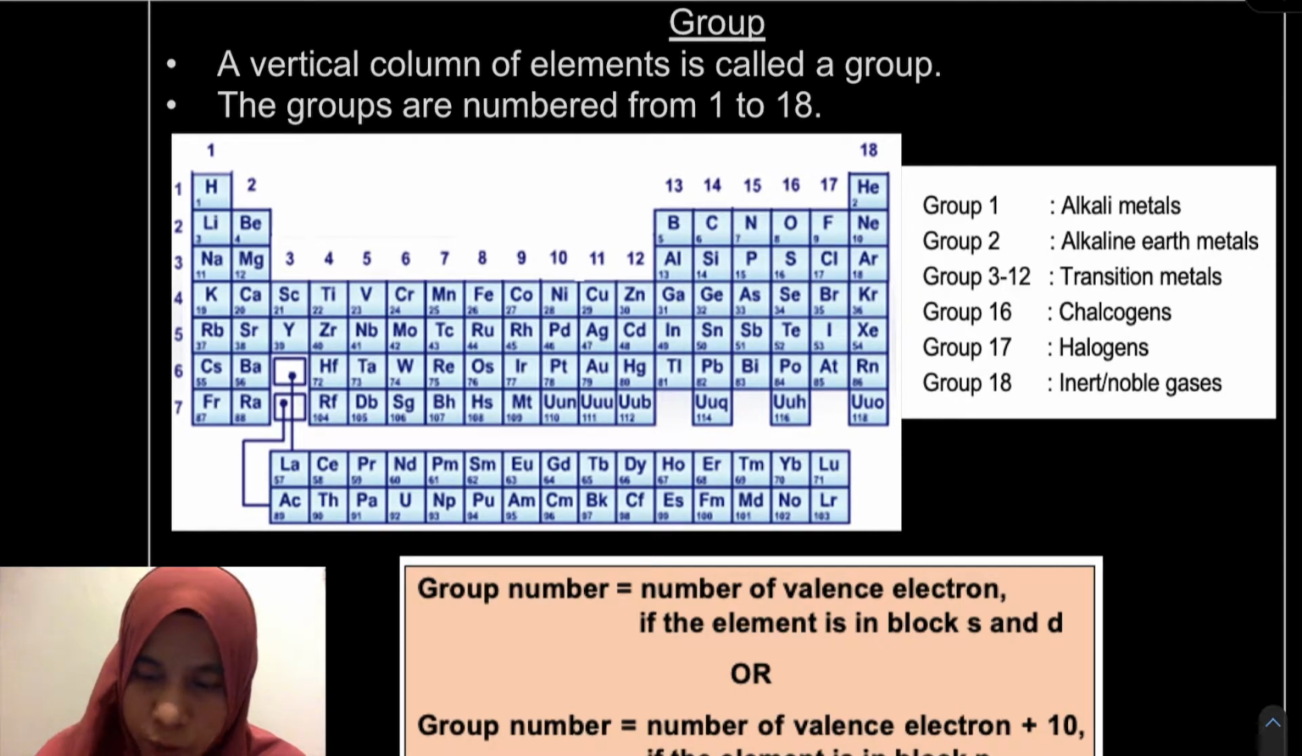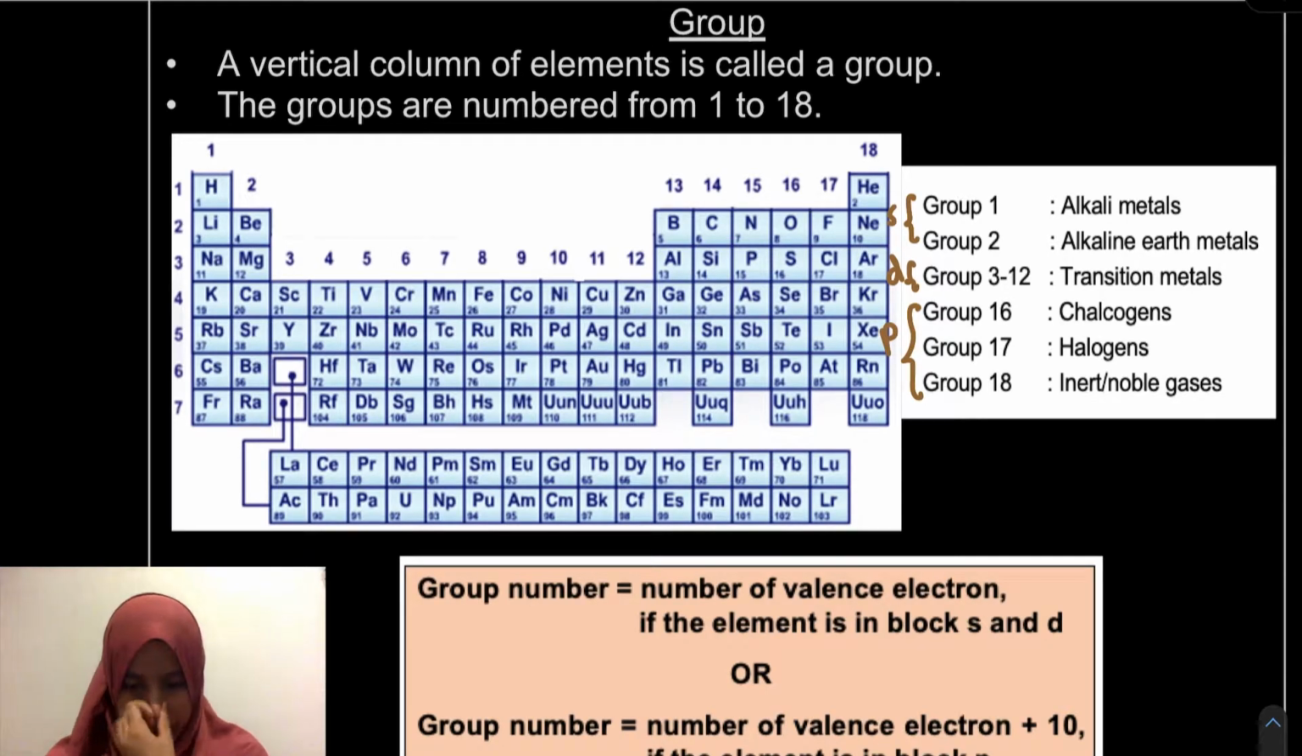I'm just going to write down group 1 and 2. If you still remember, it's our s block. Group 3 until 12 is our d block. Group 13 until 18 is our p block.